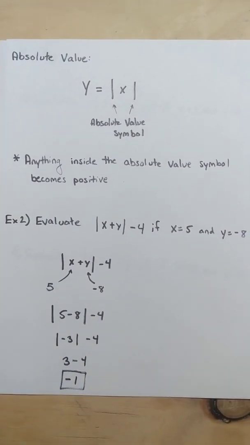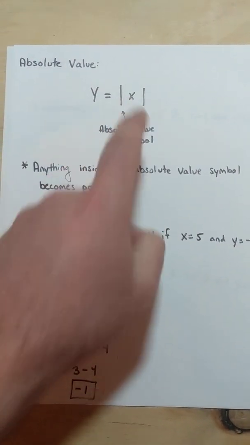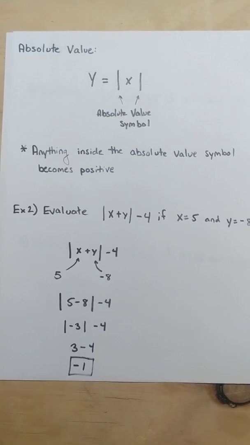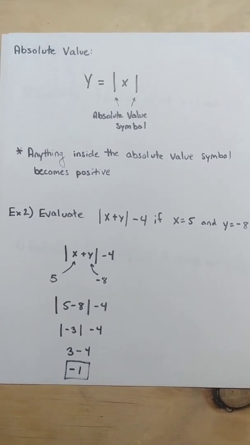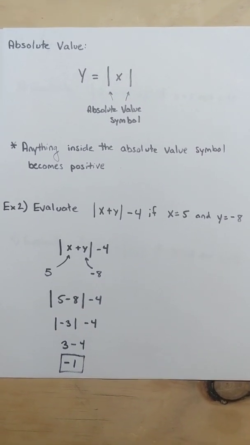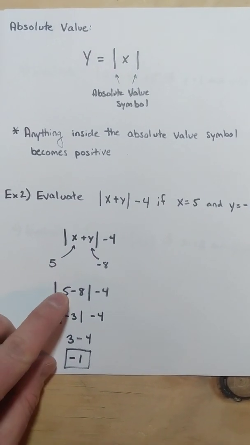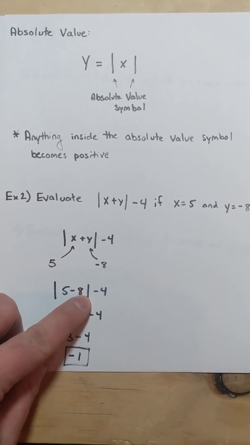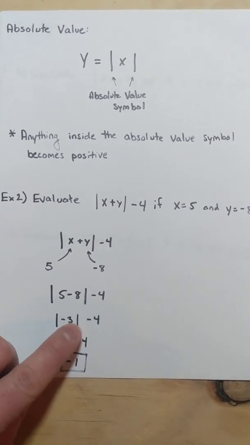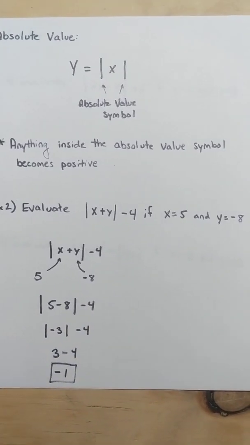Let's talk about absolute value. So if I had y equals the absolute value of x, those 2 vertical lines are the absolute value symbol. Anything inside of the absolute value becomes positive. So if I were to ask you to evaluate the absolute value of x plus y minus 4, if x equaled 5 and y equals negative 8, I would replace the x with 5, the y with negative 8, and I would get the absolute value of 5 minus 8, close the absolute value symbol, minus 4. Well, 5 minus 8 is negative 3. The absolute value of negative 3 is a positive 3. 3 take away 4 is negative 1.